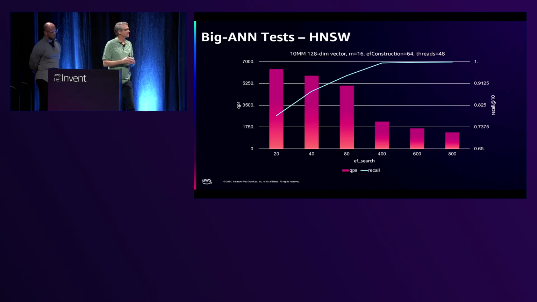Start with the defaults, bumping up EF search or lists. You probably don't want to go to the maximum right away. Just bump it up little by little until you get to the recall that suits your use case.